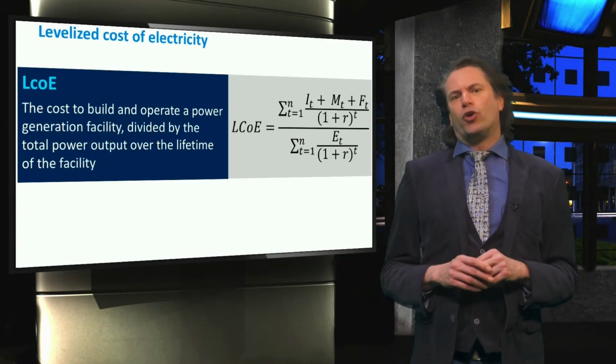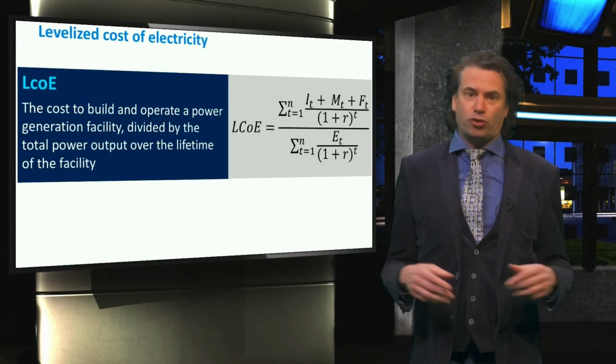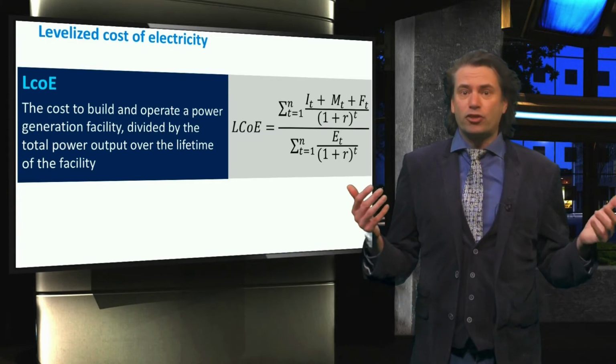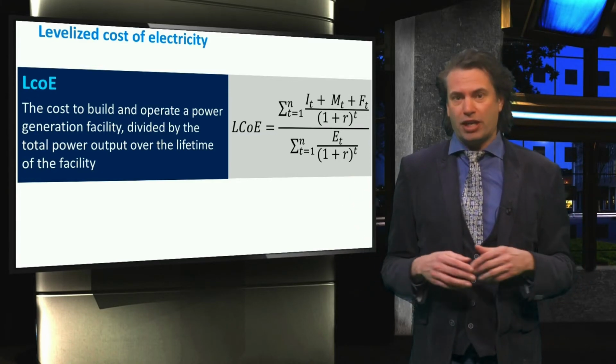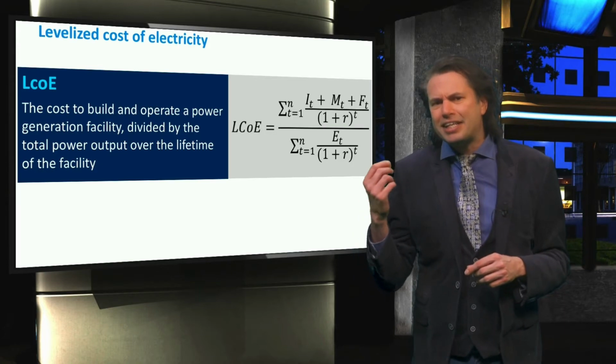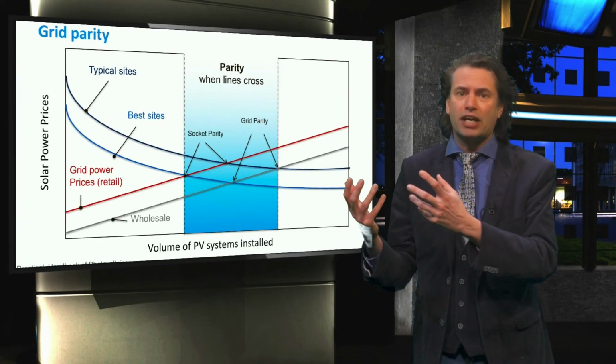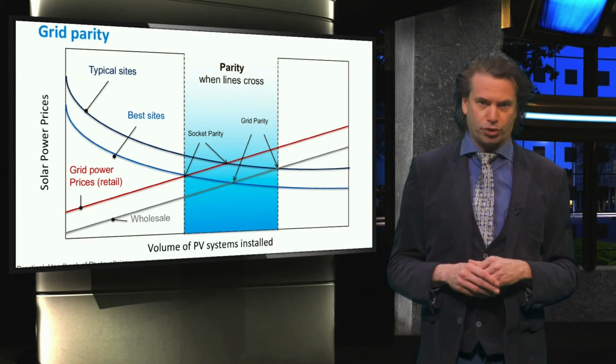In the last week of the course, we looked into the financial aspects of PV systems. We defined the concept of levelized cost of electricity, which is a useful indicator to compare the generation cost of electricity between the different sources.